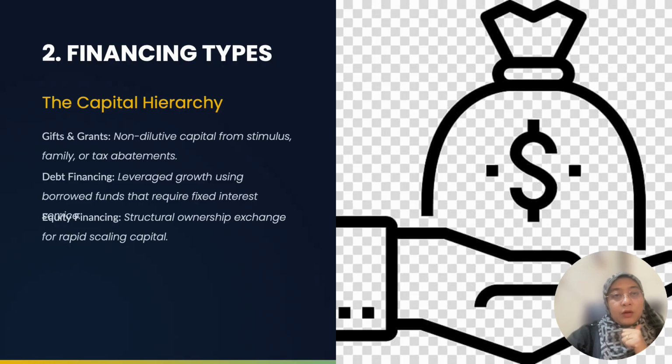The next one, you can also gain debt financing, which is growth fueled by borrowed money. You require structured principal and interest payments. And the next one is equity financing, which is trading a piece of your corporate kingdom, where you put some amount of money in for an immediate cash injection from outside partners.